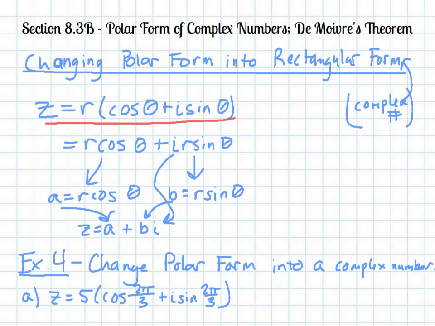If we distribute that r through, you would get r cosine theta plus i r sine theta. And then the r cosine theta is actually the same as the a value from your complex number, and r sine theta is actually the same thing as the b value. So then finding what those are, you get your complex number of a plus bi.